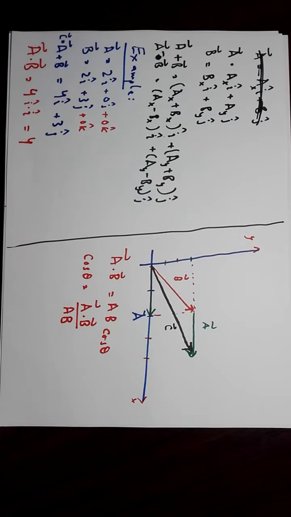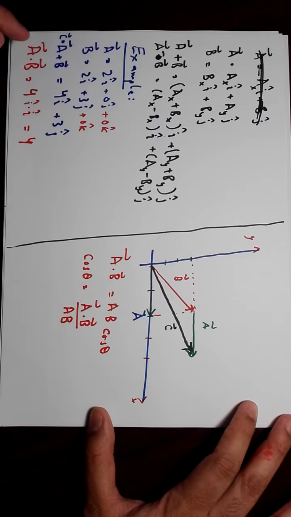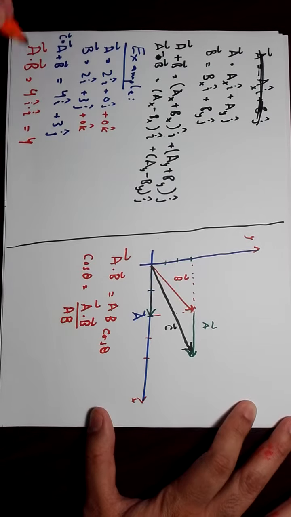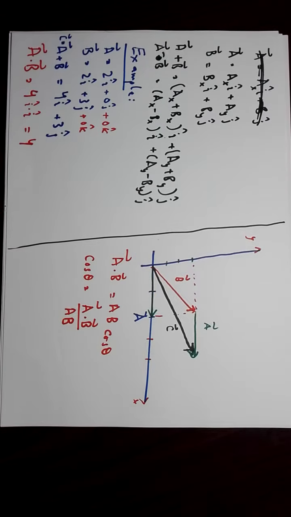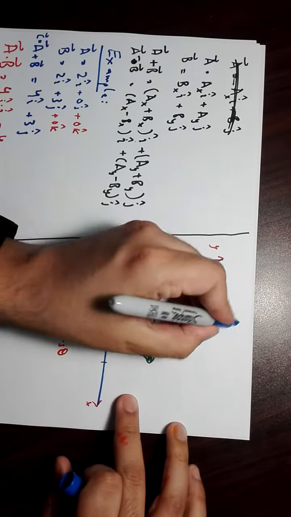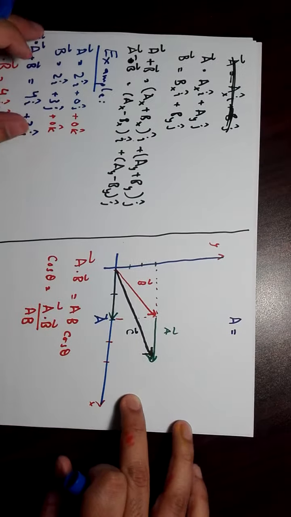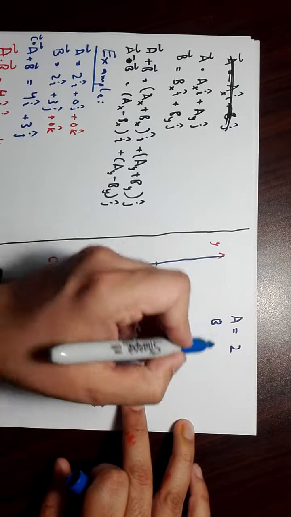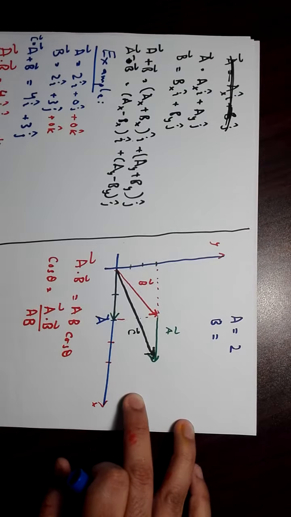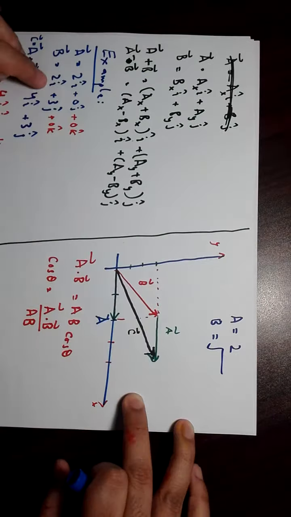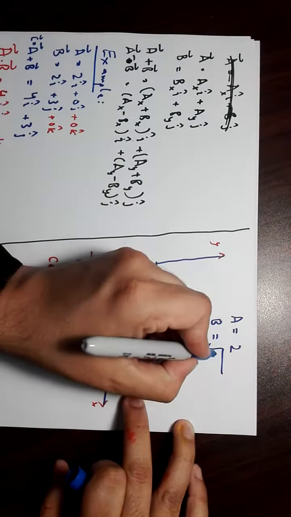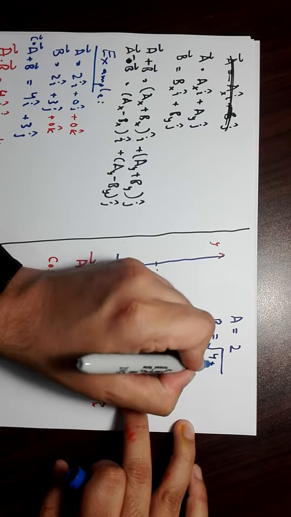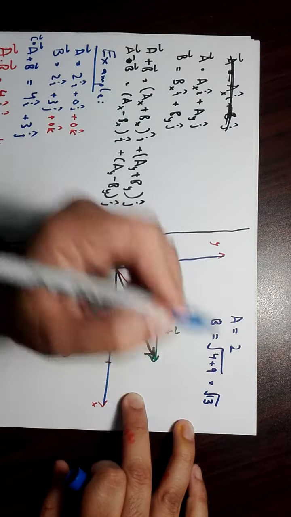Now, let's write the magnitude of A. The magnitude of A is just 2, okay, because it only has an i component. The magnitude of B is going to be the square root of this squared plus this squared. So 4 plus 9, that's 13. So that's the square root of 13, right?